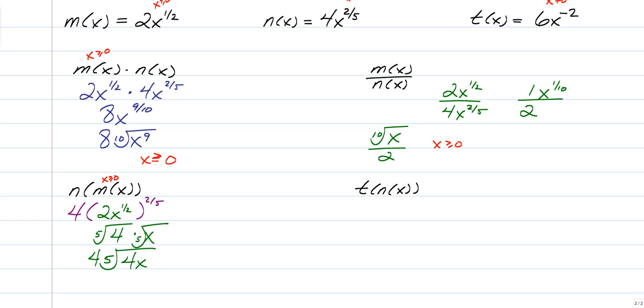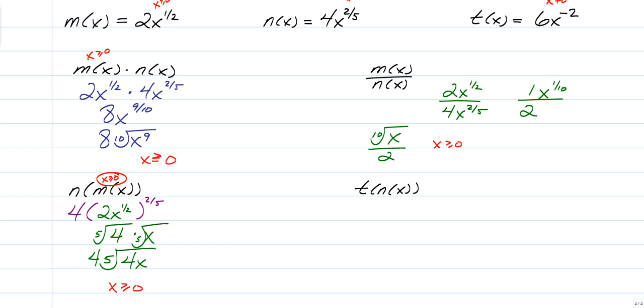Now I know you're allowed to take the 5th root of anything. However, the domain that goes must follow. So even though there's no restrictions on this, because it's an odd root, x still has to be greater than or equal to 0. Okay? So that's the tricky thing that I wanted to make sure I pointed out.